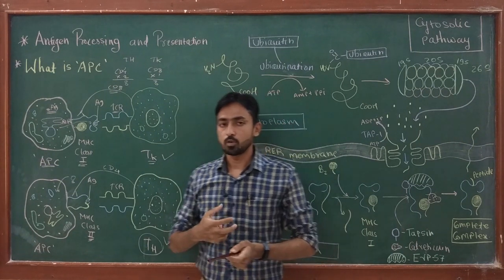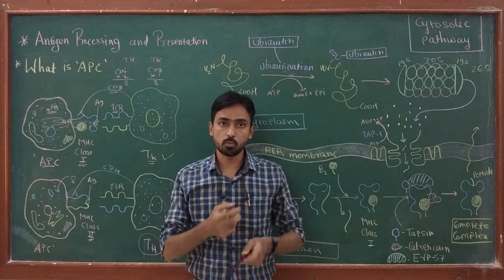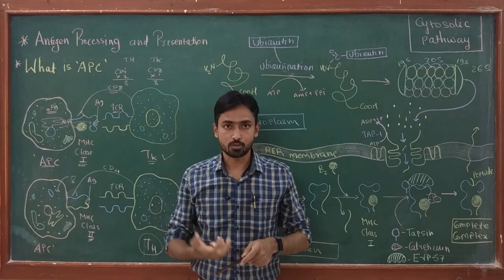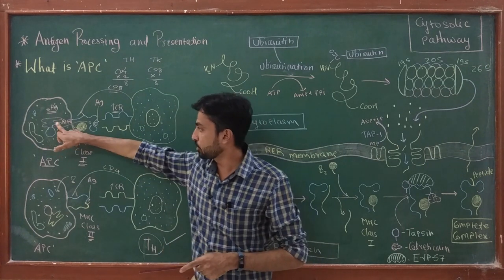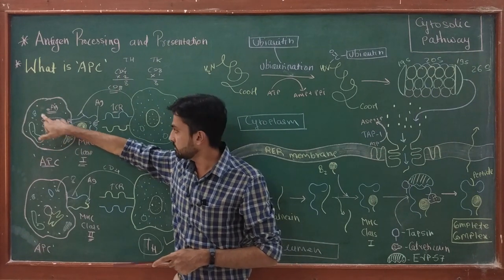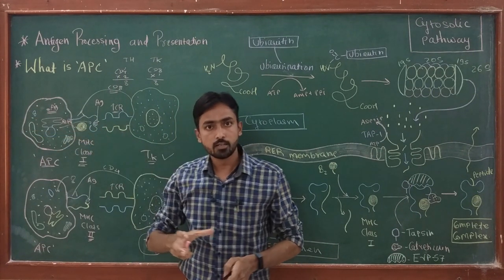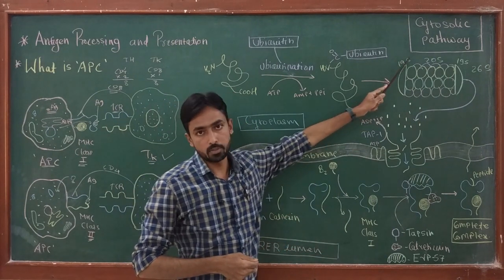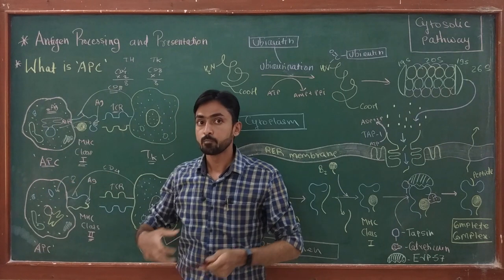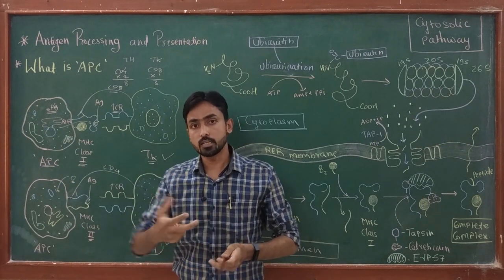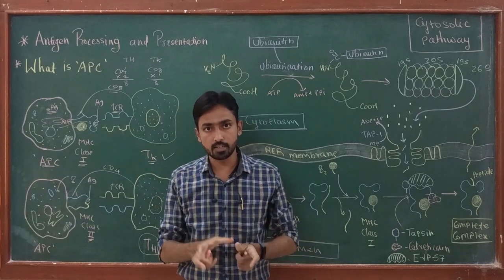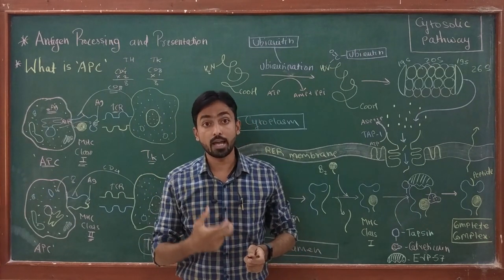Rough endoplasmic reticulum generally has a number of ribosomes on the surface, so it looks rough under the electron microscope. So we call it rough endoplasmic reticulum. Now this rough endoplasmic reticulum and cytoplasm are the site of the cytosolic pathway. Okay, and the cytosolic pathway occurs in the antigen presenting cell which presents the antigen to the T killer cell. If these things are clear, then now we can start with the actual pathway.